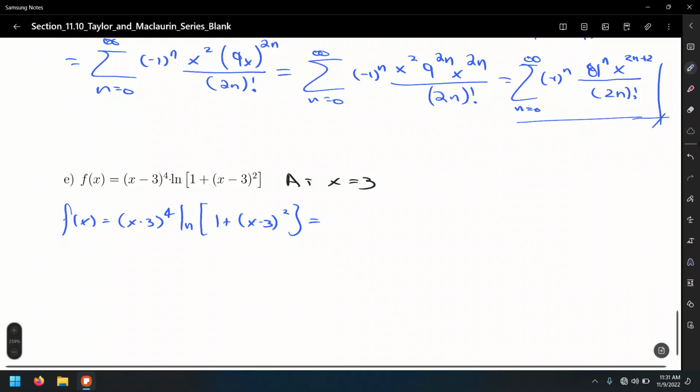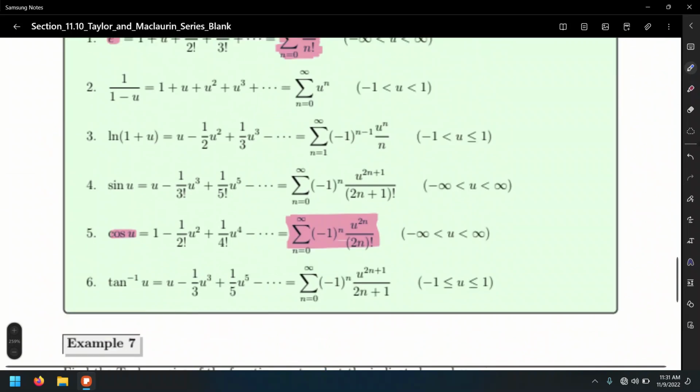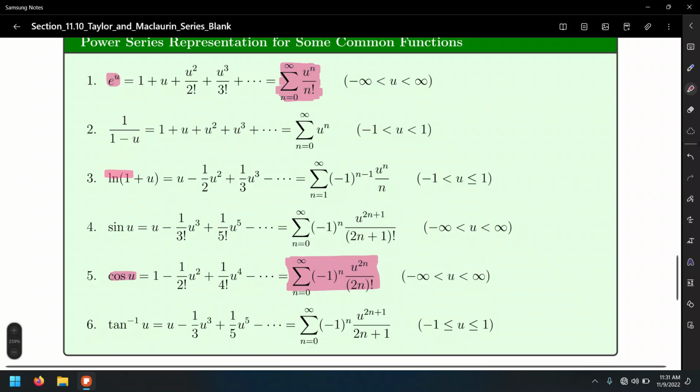From here we don't need to do any shifting, we don't need to do anything weird. Everything is just ready to call for a u in this case. So that is x minus 3 to the 4th times ln of 1 plus u, where u equals x minus 3 to the 2nd power. And now we can go about looking for a power series involving ln of 1 plus u. And we have one. So let's look for it. It's this one right here.